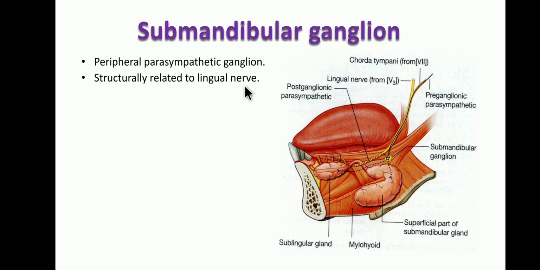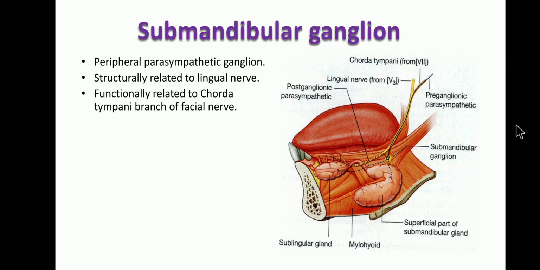Structurally, all four peripheral parasympathetic ganglia are related to one or the other branch of the trigeminal nerve. Lingual nerve, you are able to see the submandibular ganglion. The otic ganglion is related to the trunk of the mandibular nerve or nerve to medial pterygoid. The ciliary ganglion is related to the nasociliary nerve, whereas the pterygopalatine ganglion is related to the trunk of the maxillary nerve. So all are mainly related to branches of the trigeminal nerve, the fifth cranial nerve.